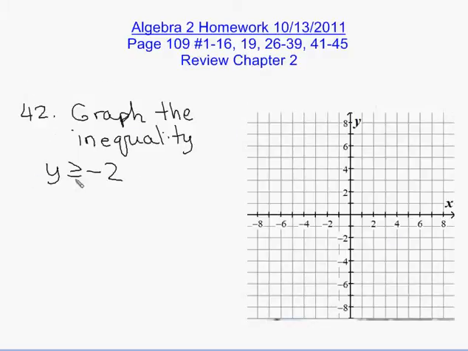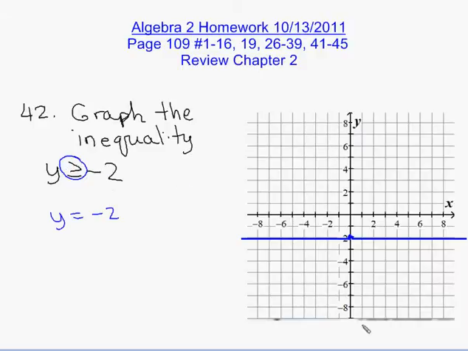Graph the inequality y is greater than or equal to -2. So this is just like graphing the line y equals -2, which is a horizontal line through -2, which means that it's just going to be a line that goes straight across through -2. The difference is, because of this inequality symbol, we need to make sure that it's shaded.